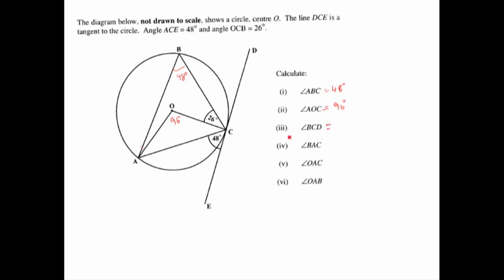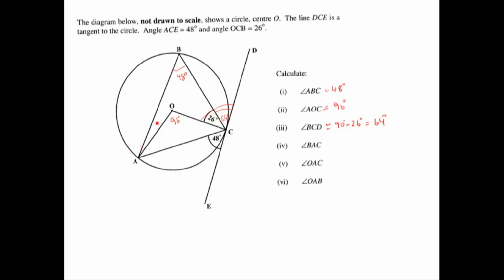And this one, BCD, B to C to D, this angle right here. This entire angle is 90 degrees, the angle between a radius and a tangent. We have to give our reasons. So this is 90 degrees minus 26 degrees, and that angle should be 64 degrees. 64 plus 26 is 90.